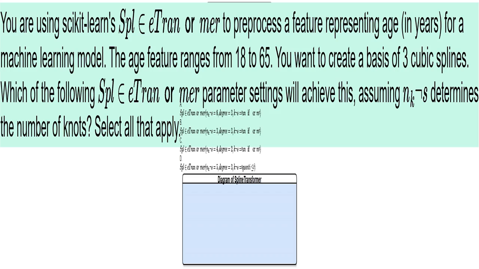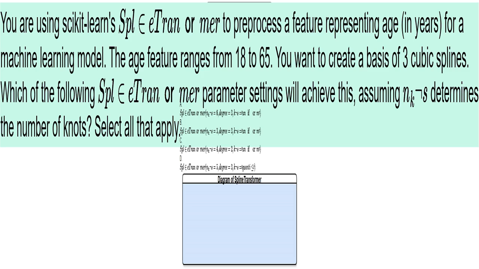This part presents the quiz question. It sets the context. We're dealing with ages between 18 and 65, and the goal is to generate 3 cubic splines using SplineTransformer in scikit-learn. The options will be evaluated based on the relationship between the number of knots, n_knots, the degree of the spline, which determines the type of spline, in this case cubic, meaning degree 3, and the number of splines we want to create, 3. It's important to remember that SplineTransformer in scikit-learn uses knots to define piecewise polynomials to create the spline basis.